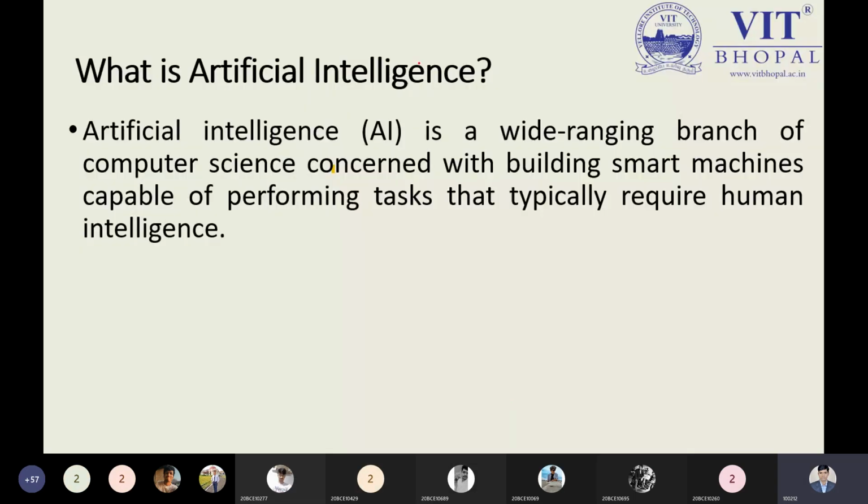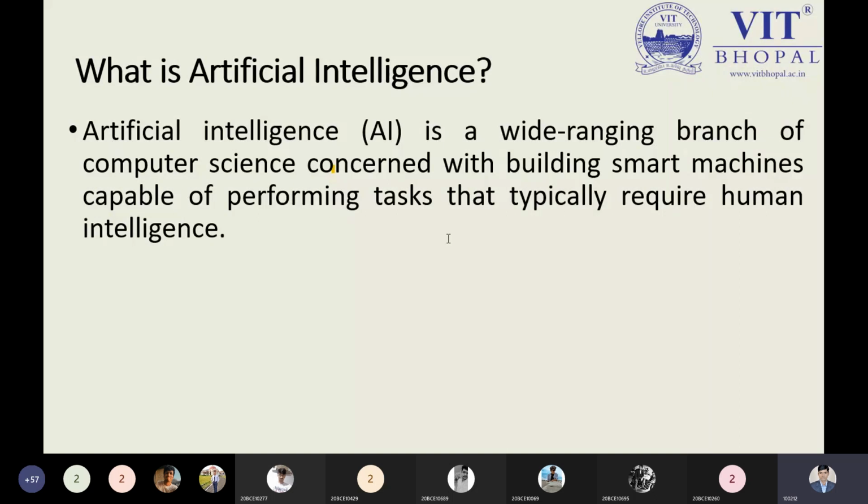Okay, so this is the first point we have in our mind. What is AI? That is artificial intelligence. As it is written, and you can read out the things from the PPT as well. And this is a big question we have in our mind.